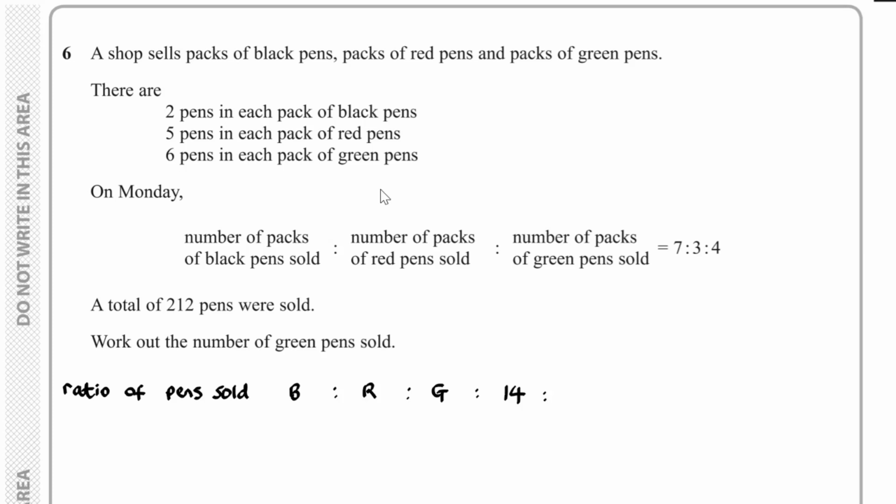We've got 5 pens in each pack of red packs. We've got 3 red packs, so 3 times 5, that will be 15. And we've got 6 pens in each green pack, and we've got 4 green packs, so 6 times 4, that's 24. So what we see here is that the ratio of pens sold, let's just underline this, is given by 14 to 15 to 24.